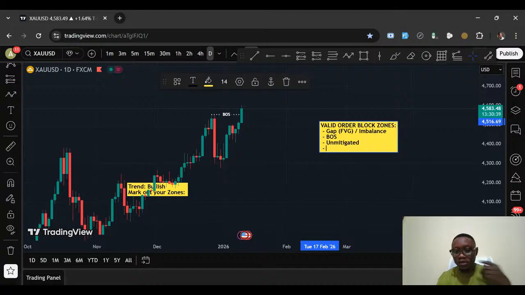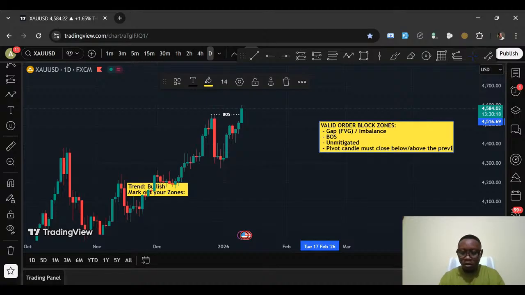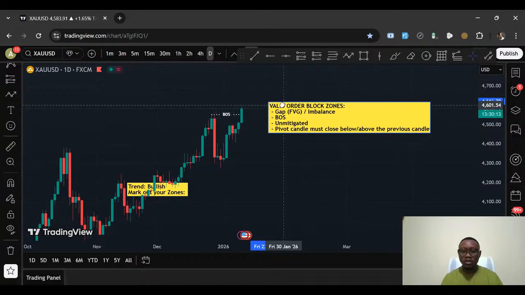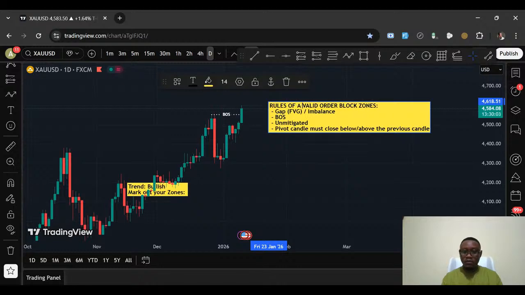And one thing a lot of persons usually miss out for a valid order block zone is the pivot candle. So the pivot candle must close below or above the previous candle. So this is the factors, or the rules, of a valid order block zone.